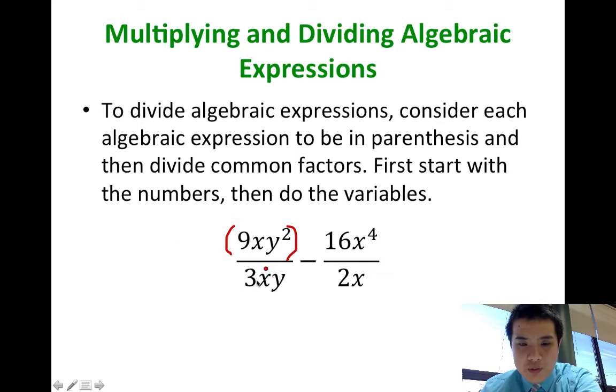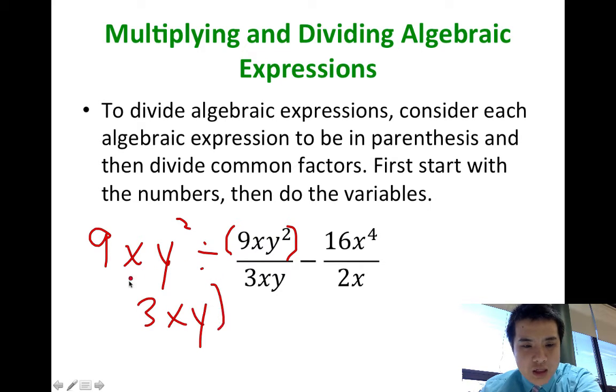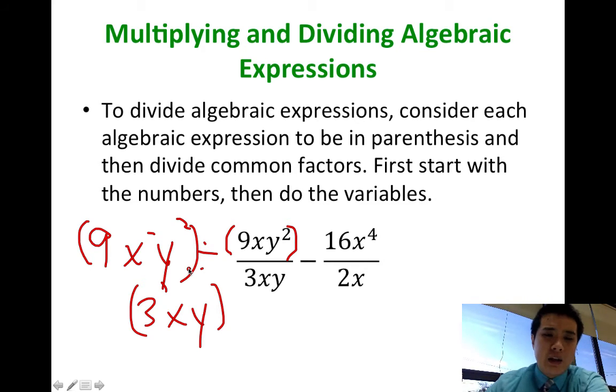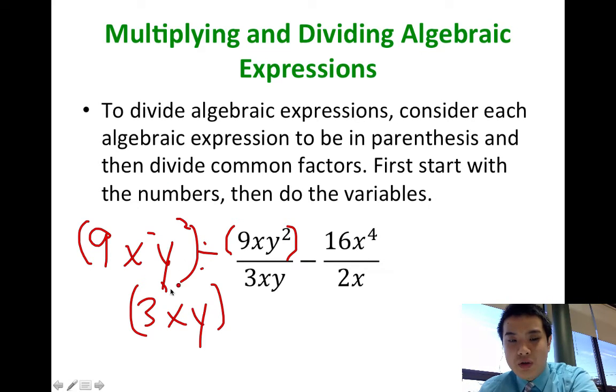So for example, this can be rewritten as 9xy squared divided by 3xy, because we treat these as if they were in parentheses. That way we don't do the multiplication for 9x and then y and then do the division by 3. We take all of this and divide it by all of this.